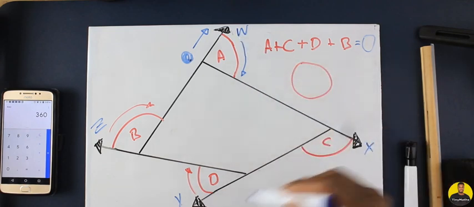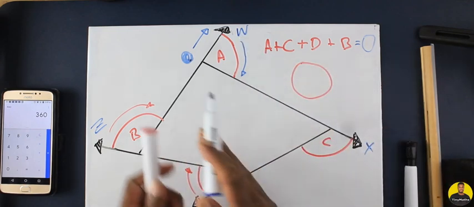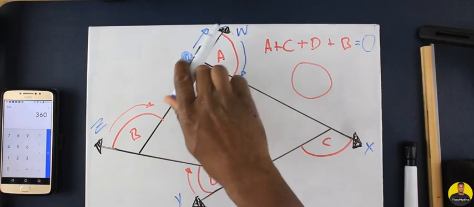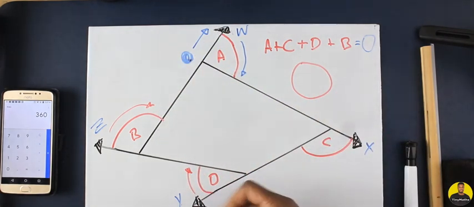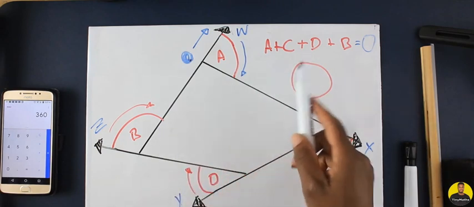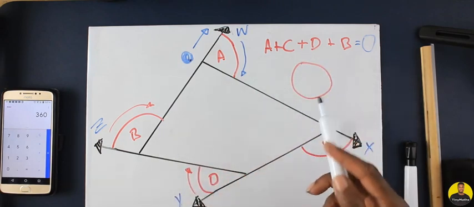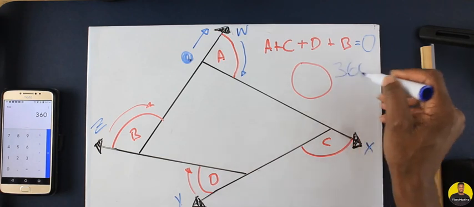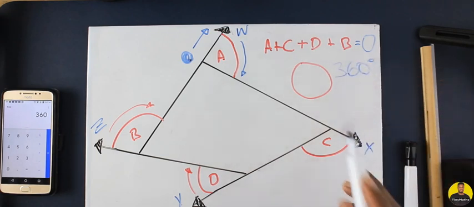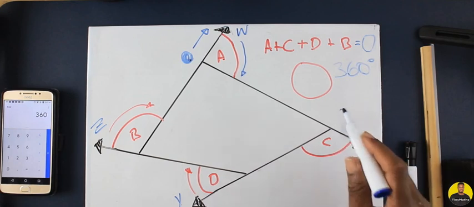The angles added up together must equal a full circle, because you've turned from W facing that way, you turn this way, then you turn this way, then you turn that way, then you turn that way. A plus C plus B plus D are a full circle, which equals 360 degrees, and that applies for any and all polygons.